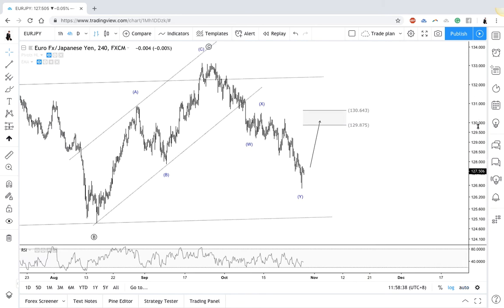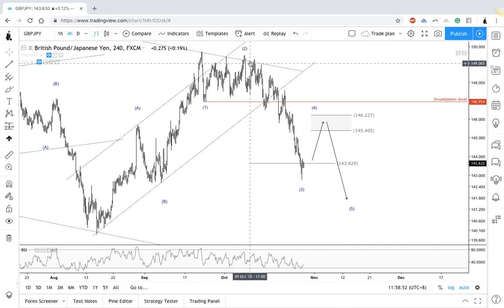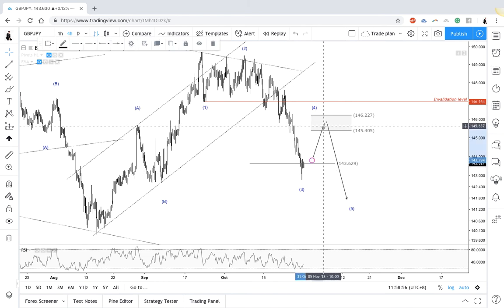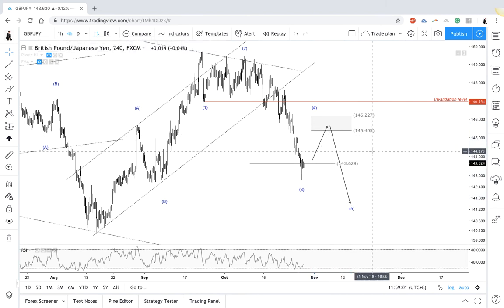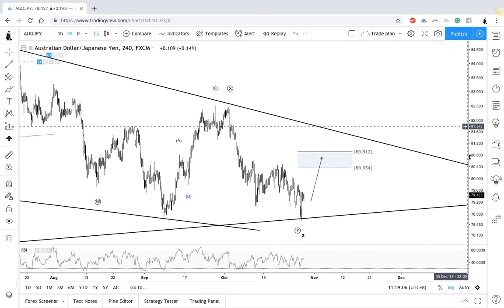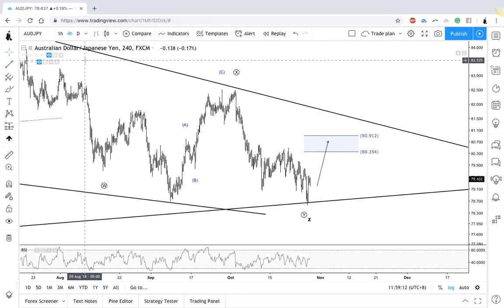Right, euro yen, we're expecting it to correct towards 129.8, 130.6, and the pound yen, alright, to correct higher to the 145, 146 region. Okay, so because of all those impulse moves on the yen pairs last week, this week we are expecting some form of a corrective development moving forward these few days. Right, similar to Aussie yen. Right, the one that you want to take note of or pay more attention to is Aussie yen.